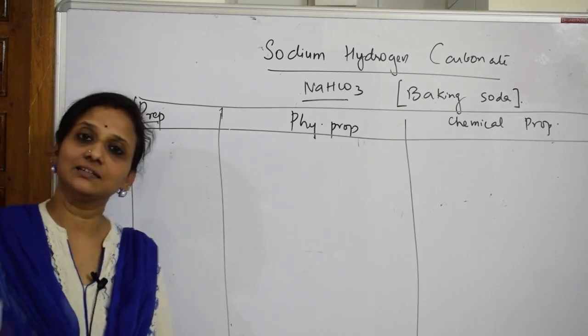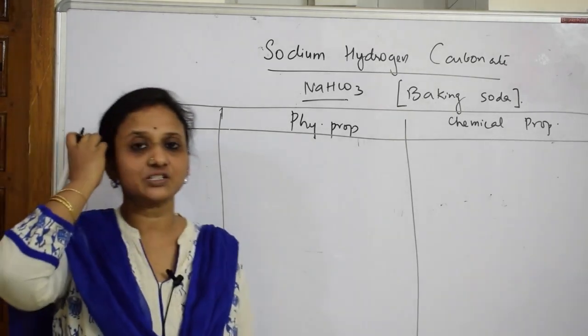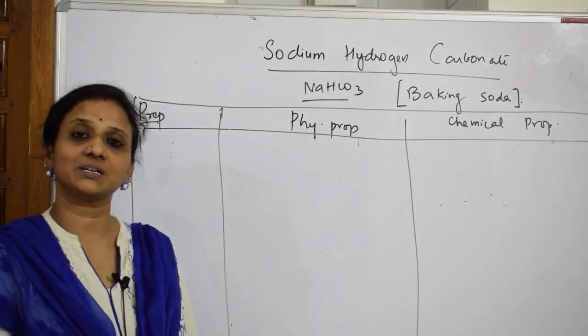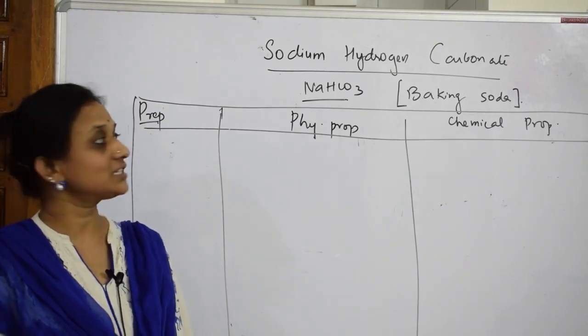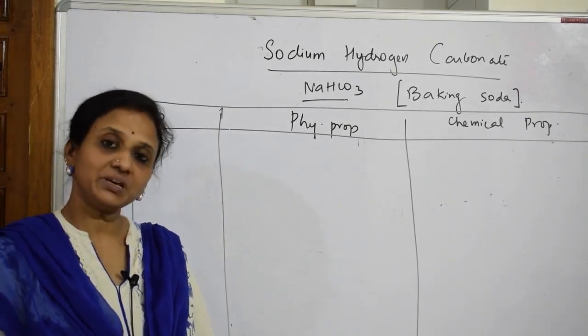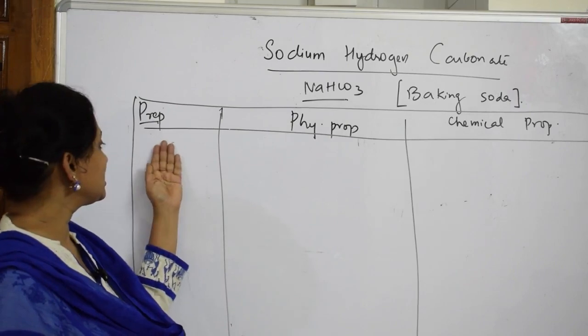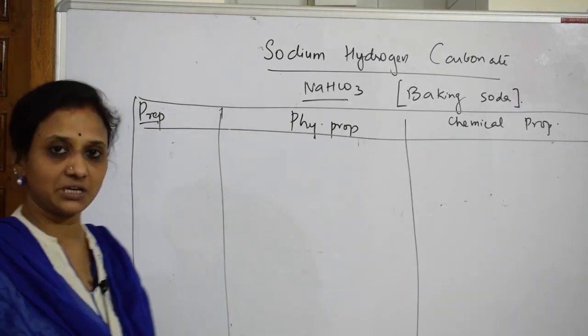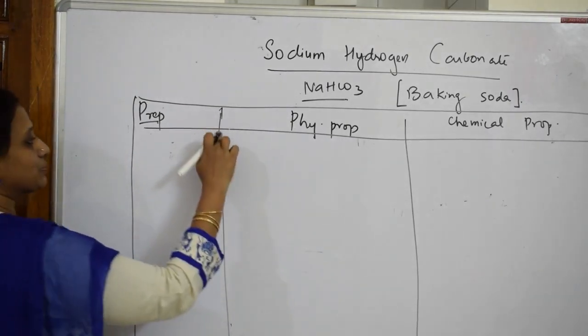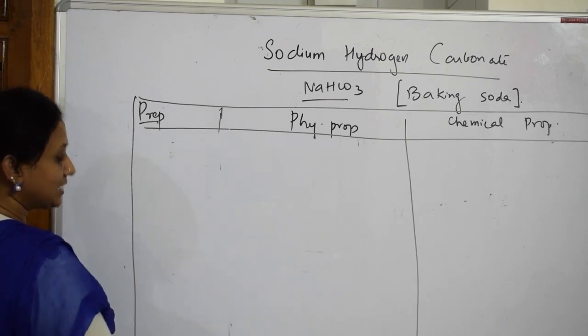Now let's come back and learn the next compound of sodium, that is your baking soda. So baking soda is nothing but sodium hydrogen carbonate, isn't it? That is NaHCO3. So in baking soda, same as usual, we need to learn the preparation, physical property as well as chemical property, right? So when I have to speak about the preparation, let me make this line. I need this line, yes.